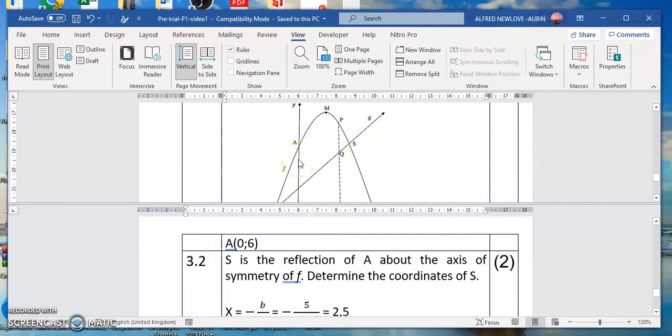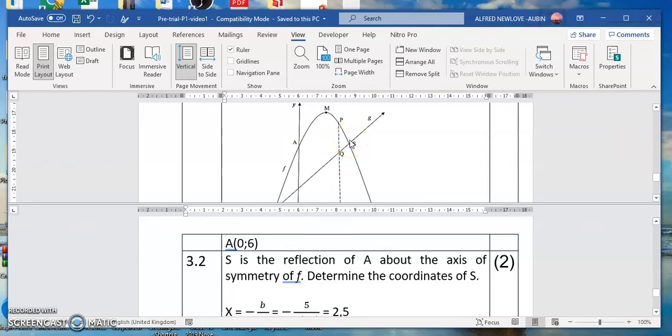Remember, if you look into a mirror, you see your image, and the distance from you to the mirror should be the same as the one from the mirror to the image. So this is our image now, and our mirror is this one. That's the reflection line. So the distance from here to the mirror line should be the same as the distance from the mirror line to the image.